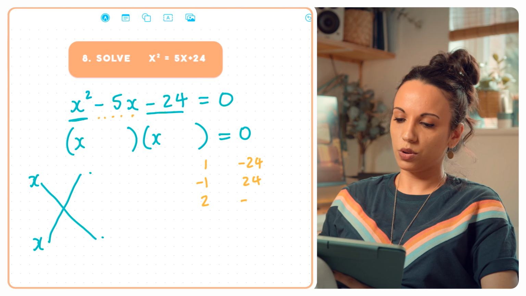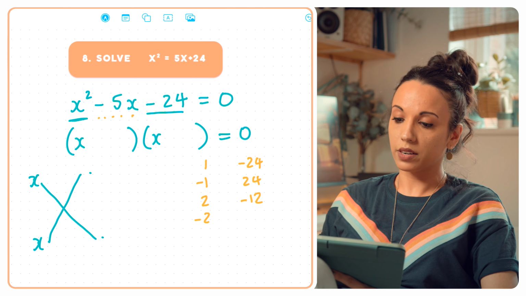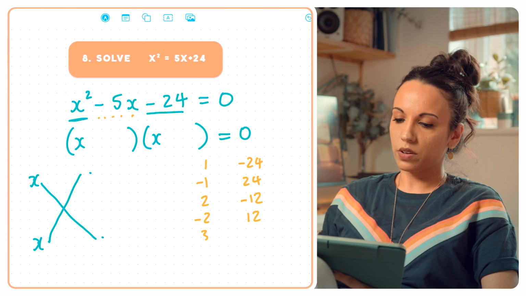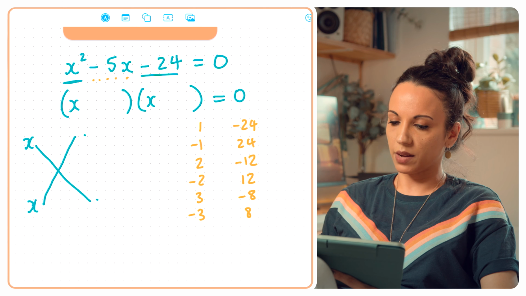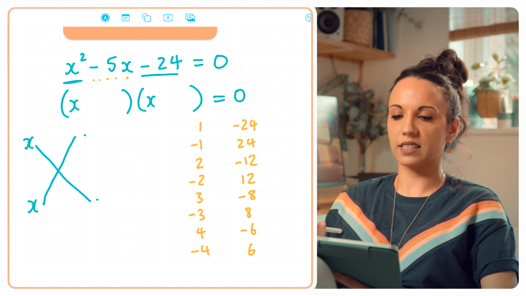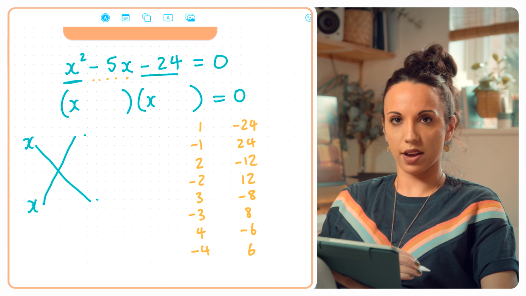We have 2 and minus 12. We have minus 2 and 12. We've got 3 and minus 8. We've got minus 3 and 8. And then we've got 4 and minus 6, and minus 4 and 6. And those are all of the pairs of numbers that will multiply to give minus 24.